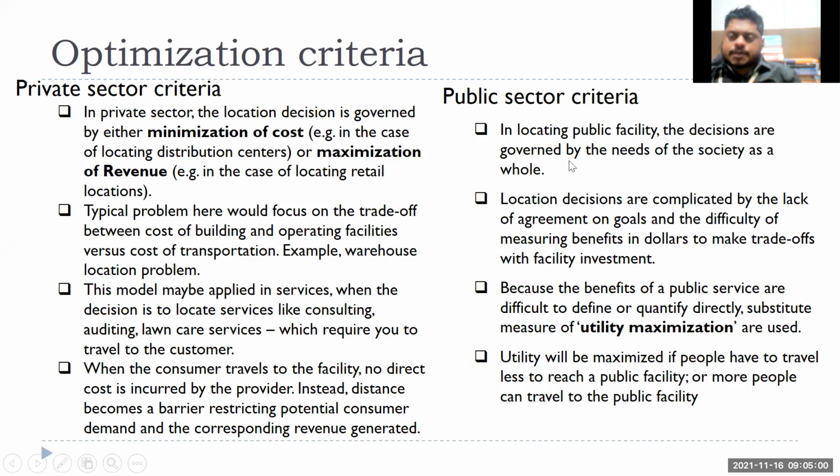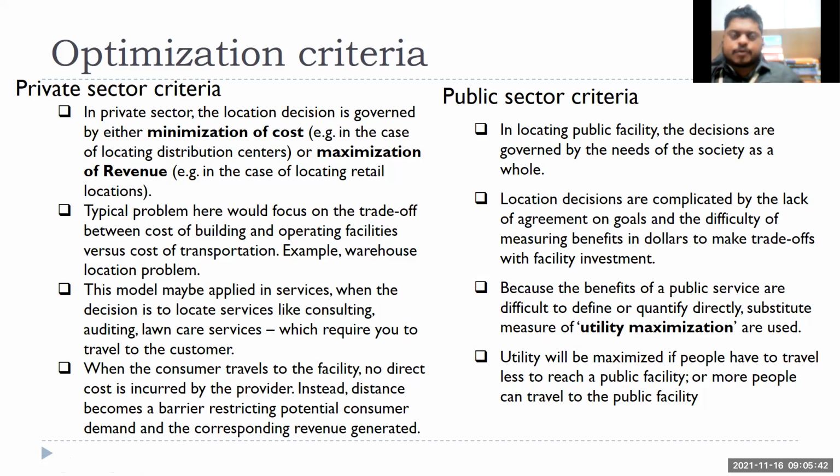But when you talk about the public sector, if I summarize this slide, for the private sector it is profit maximization, revenue maximization, cost minimization, right? So those will be the two criteria taken by the private sector. For the public sector, it will be utility maximization. What do you mean by utility maximization? Whatever service they are providing, whether the maximum number of people are able to get that service, right? Utility will be maximized if people have to travel less to reach public facilities, or more people can travel to a public facility, right? So there are two ways to it. Total utility is the number of people and the time or effort they spend to reach that facility, right?